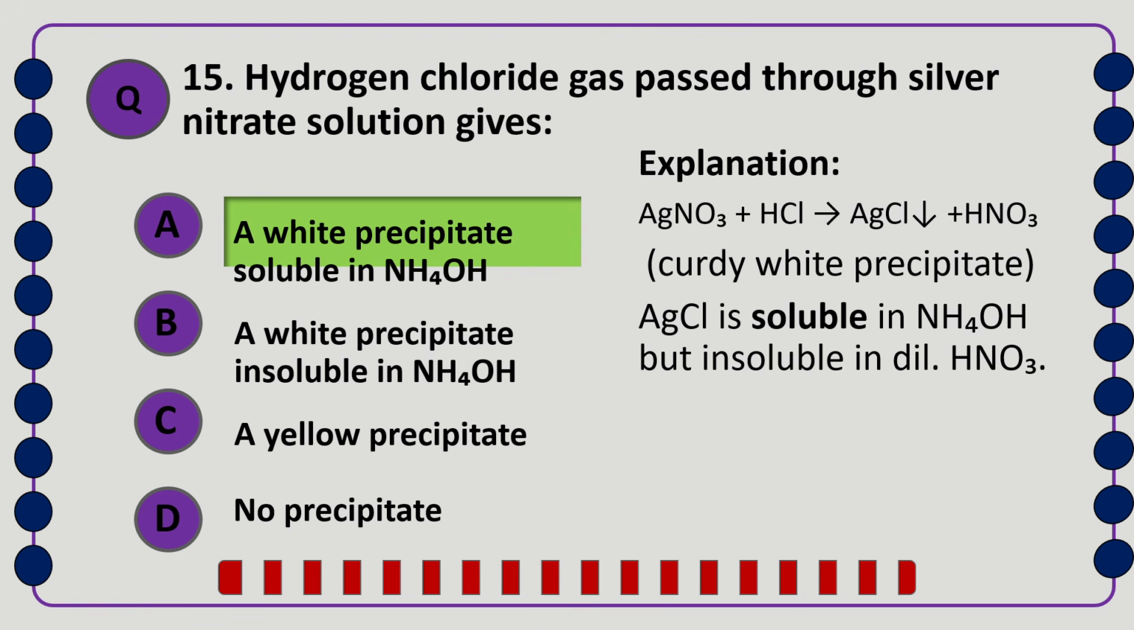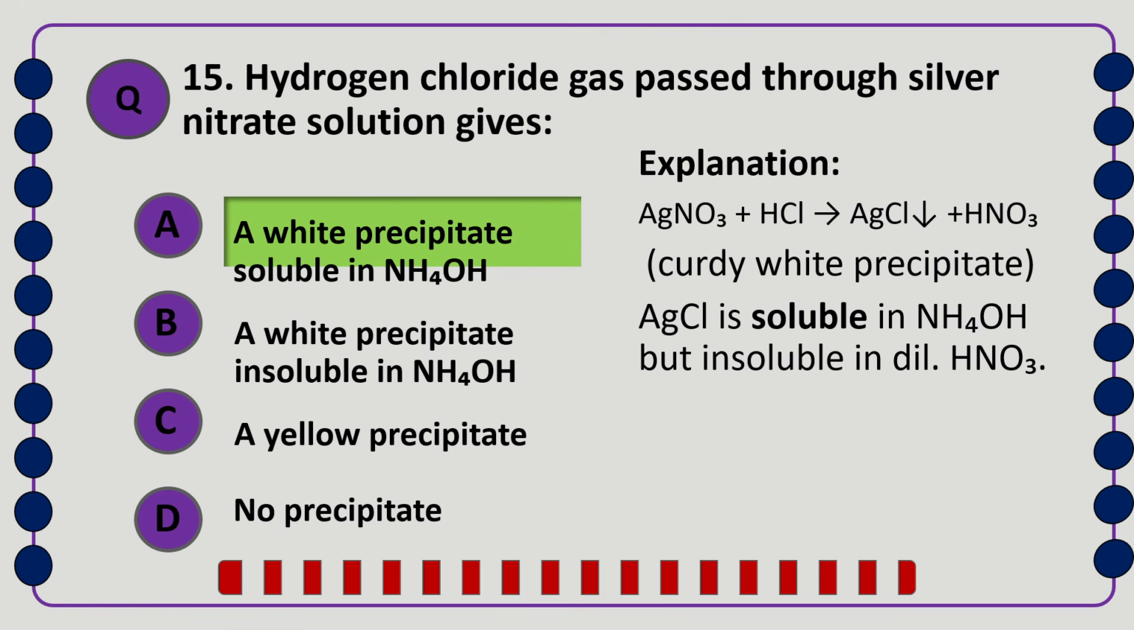One more question can be framed over here. Which white PPT is soluble in ammonium hydroxide? Again I repeat, which white precipitate is soluble in ammonium hydroxide? Answer is silver chloride. So here hydrogen chloride gas passed through silver nitrate solution gives white PPT. It gives a curdy white PPT.